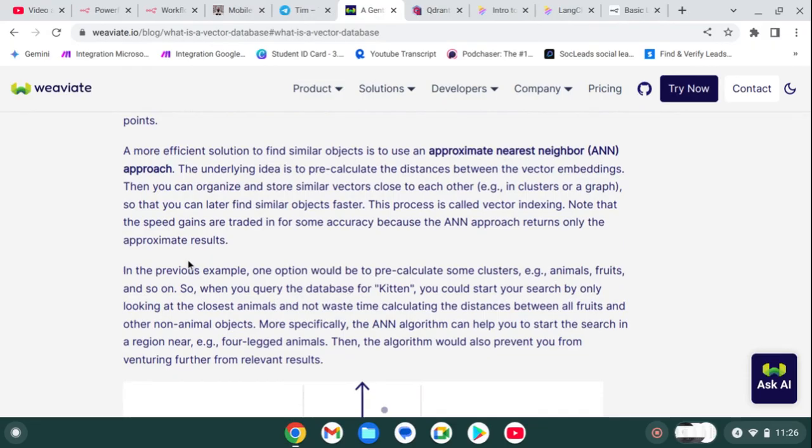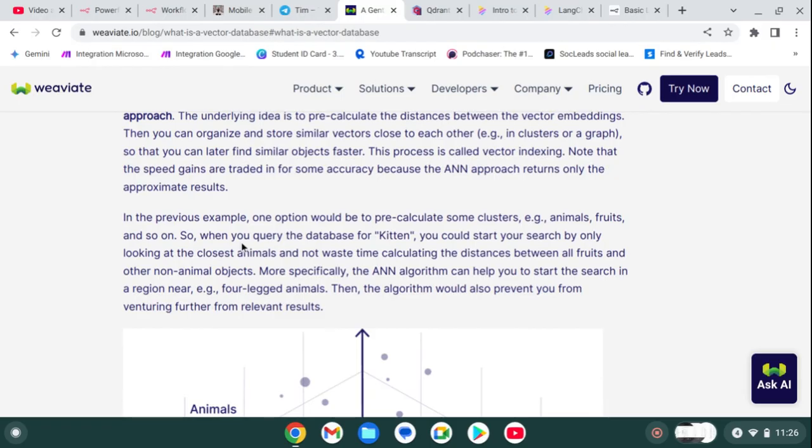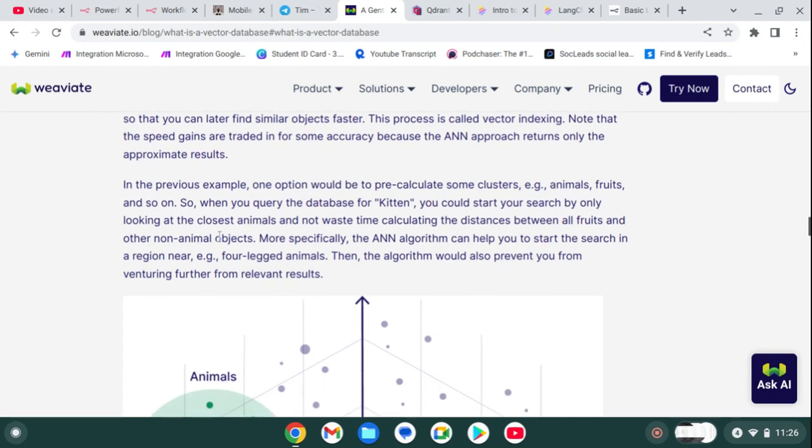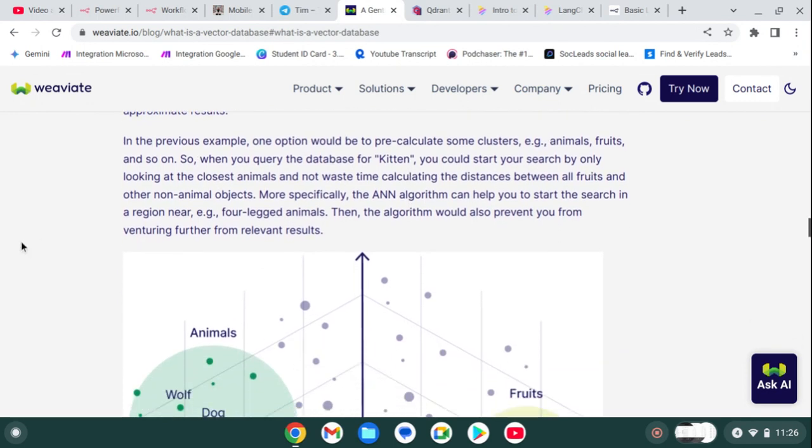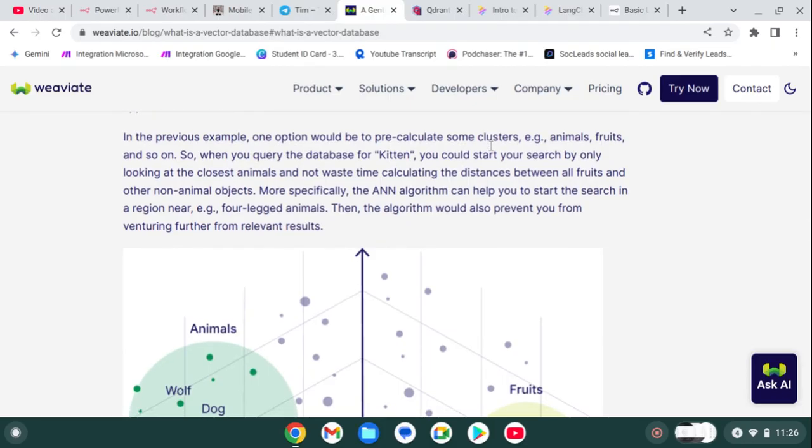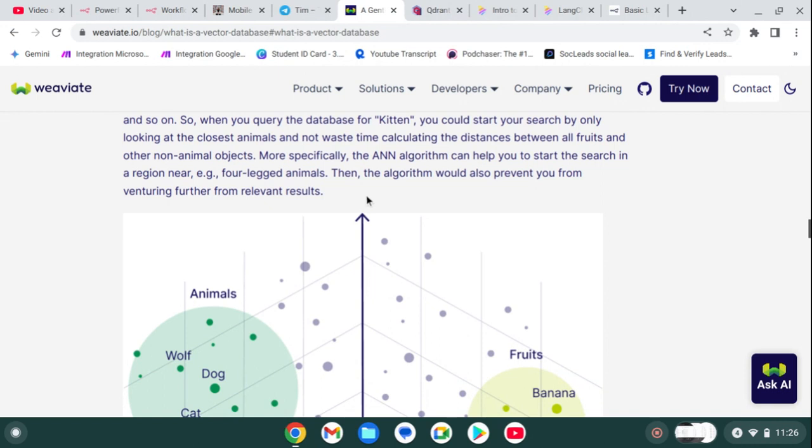So in the previous example, one option is clusters, for example animals, fruits and so on. In a vector database like Qdrant, you can start the search by only looking at the closest animals, means we can find similar types of animals using this. We don't waste time calculating the distance between all fruits and other animal objects, and can start the search with the nearest four-legged animals, then apply the algorithm.